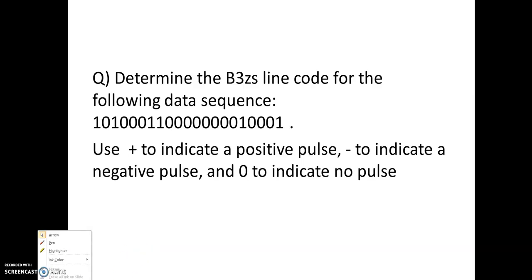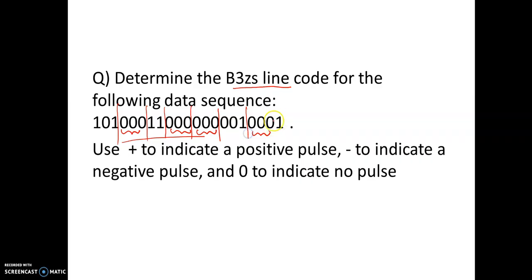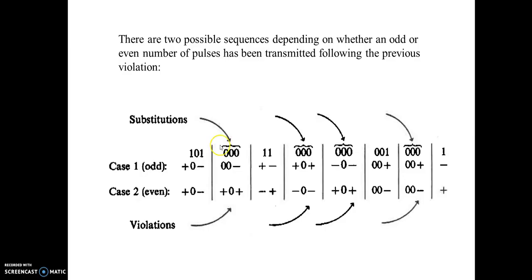For example, I will explain one example. Here is a data sequence, and we have to encode it using the B3ZS line code. As I said, 3 zeros are substituted. So wherever I have 3 zeros, I can group them, and the remaining bits you leave as they are. Now I have shown the grouping here. All the triple zeros I have grouped, and the remaining I have left like that.